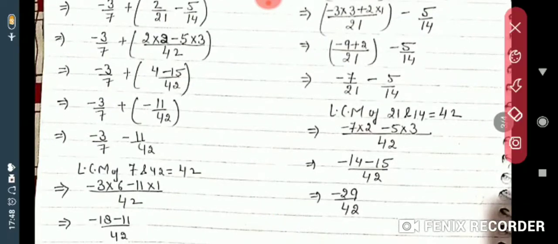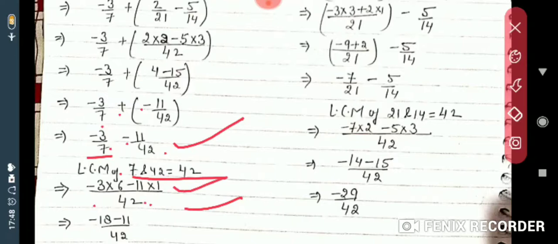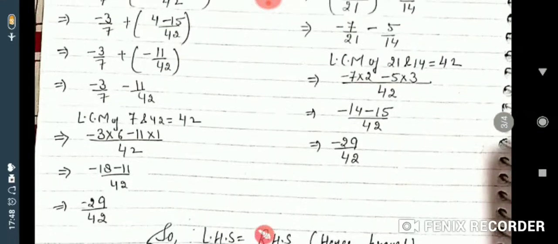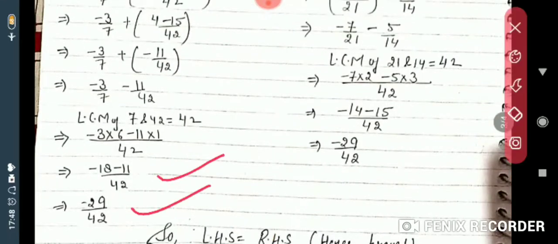Then minus 3 by 7 plus minus 11 upon 42. Now the LCM of 7 and 42 will be 42. So in the 7 table, how many times does 42 come? 6 times. So minus 3 will be multiplied by 6. You will get minus 18. And in the 42 table, how many times does 42 come? Only a single time. So 11 will be multiplied by 1. You will get minus 11. Now you will add both the numbers, minus 18 and minus 11, and you will get minus 29 by 42.